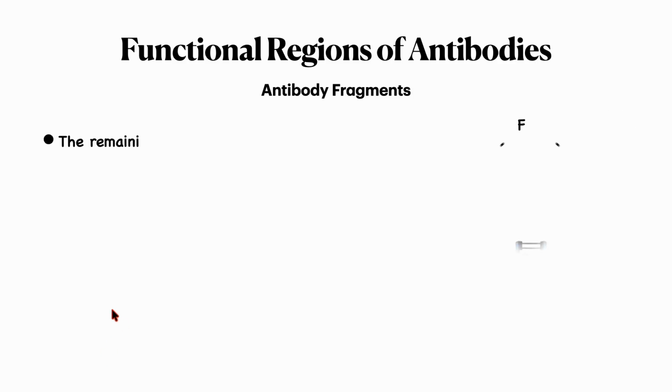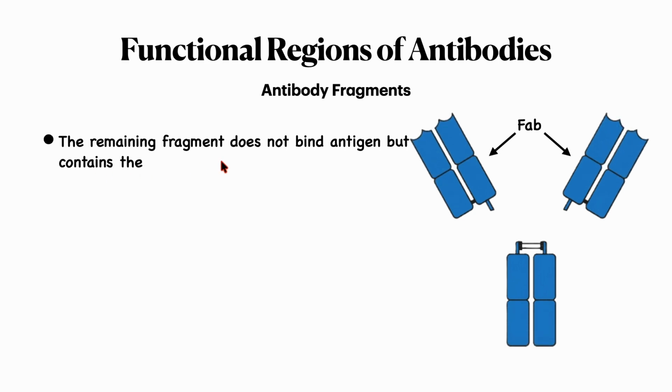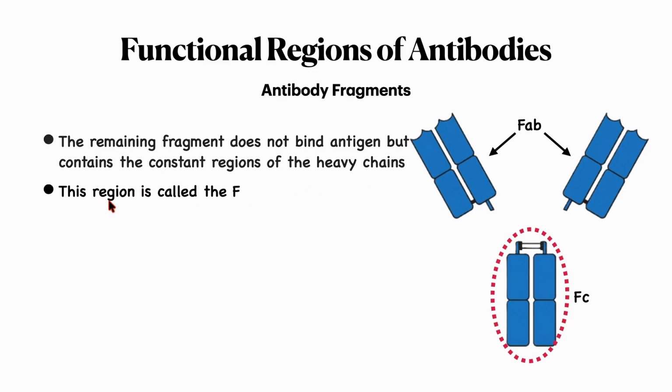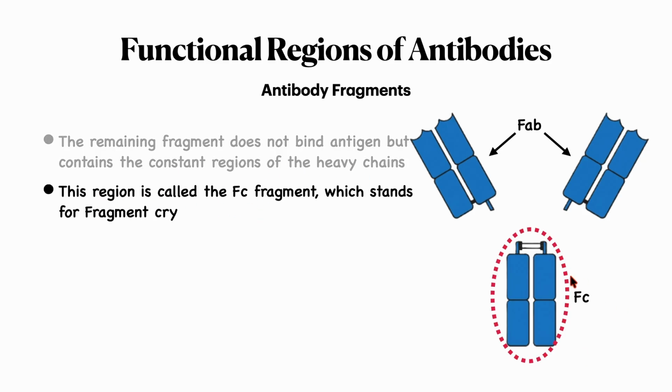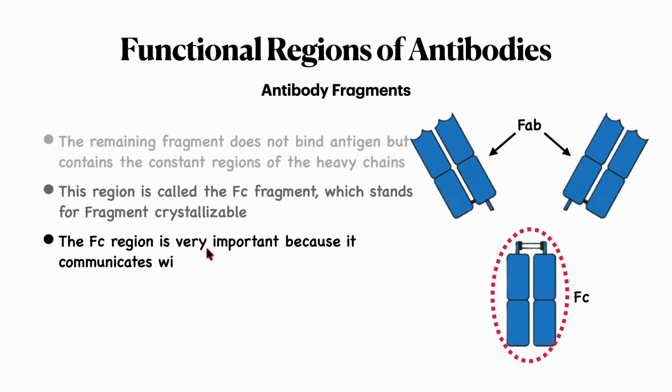The remaining fragment does not bind antigen but contains the constant regions of the heavy chains. This region is called the FC fragment, which stands for fragment crystallizable. The FC region is very important because it communicates with other components of the immune system.